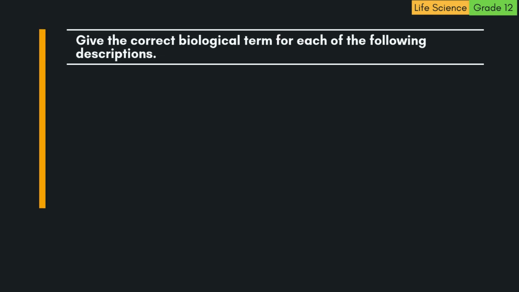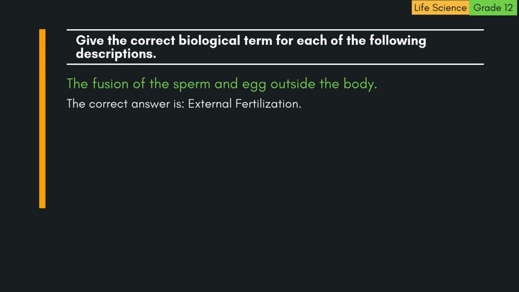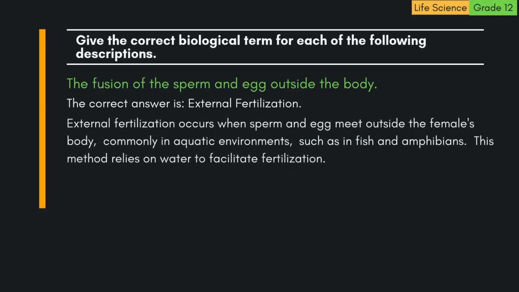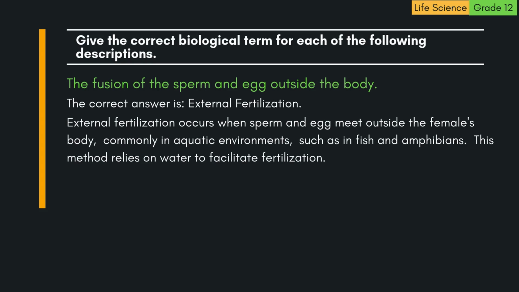Question. Give the correct biological term for each of the following descriptions. The fusion of the sperm and egg outside the body. The correct answer is external fertilization. External fertilization occurs when sperm and egg meet outside the female's body, commonly in aquatic environments, such as in fish and amphibians. This method relies on water to facilitate fertilization.